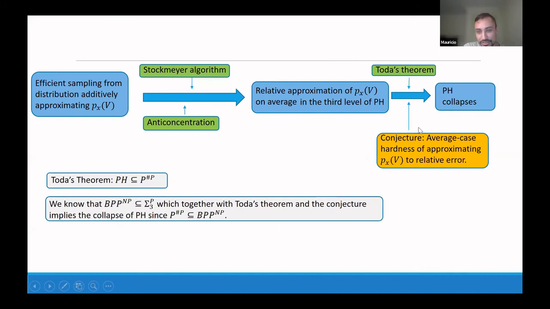There's also a conjecture here. The conjecture is about the average case hardness of approximating the probability outputs. They are hard to compute in the worst case, as in the permanent I told you. But average case means that for a large fraction of them, it's hard to compute. This is not the same statement, right? Because there could be an instance that is very, very hard, but all the others are easy. But the conjecture is that that's not true. The conjecture is that for a large fraction of, for example, permanents, these are hard to approximate to a relative error.